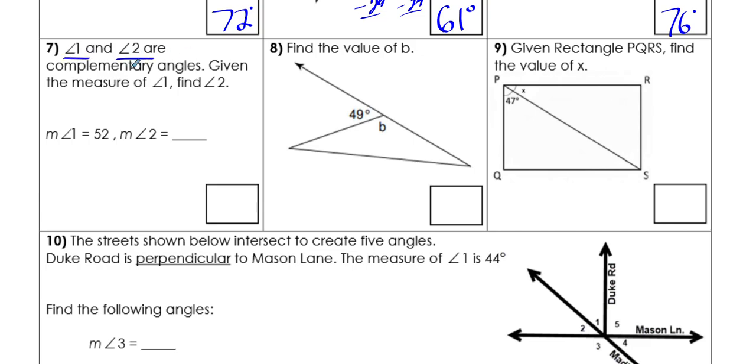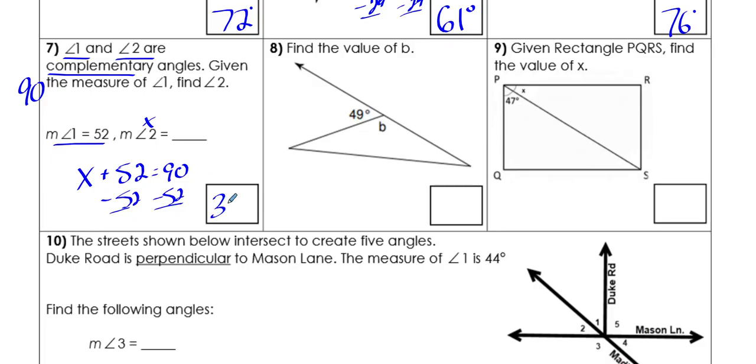Angle 1 and angle 2 are complementary angles, so they add up to 90. Angle 1 is 52 degrees. Find the measure of angle 2. So I'm going to call this x and say x plus 52 adds up to 90, and then subtract 52 from both sides and find out that x is 38 degrees.